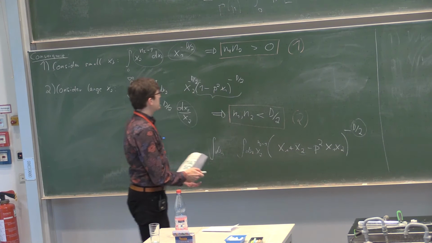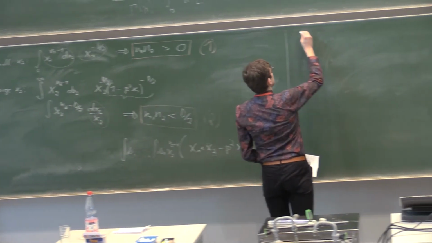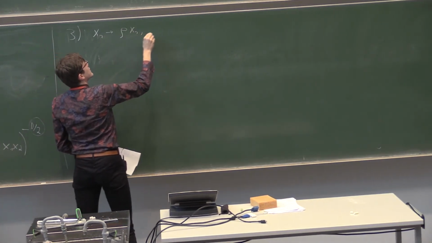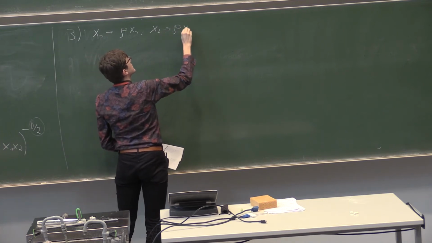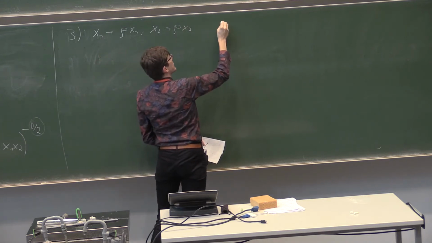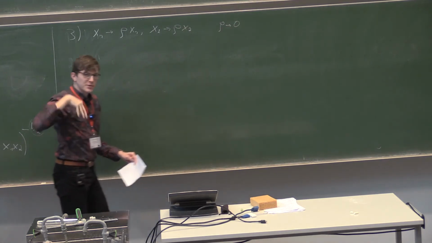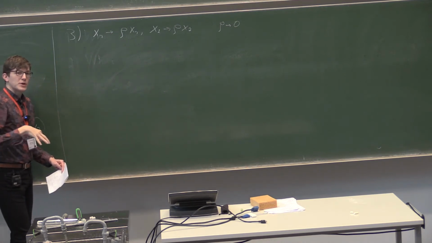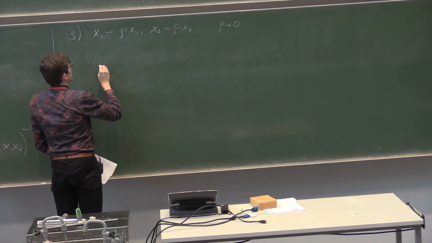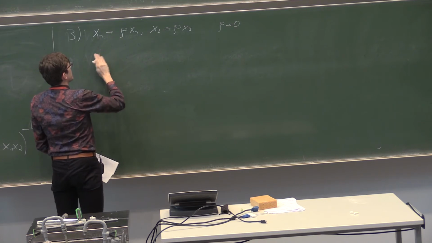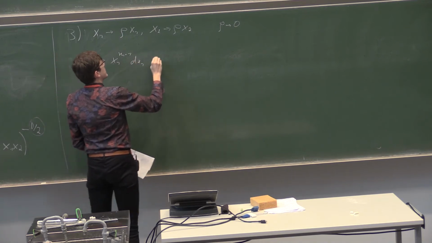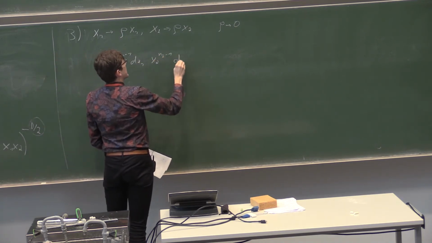So we look at both being small. So let's say x1 goes to rho x1 and x2 goes to rho x2. And we want to look at what happens with the integrand when we rescale the variables and we send rho to 0. So we're zooming into the region of integration domain where both x1 and x2 are very small, and they get small with the same kind of speed, so to say. What happens? Well, we have the integral. The integrand has this x1 to the n1 minus 1 dx1. You have the x2 to the n2 minus 1 dx2.